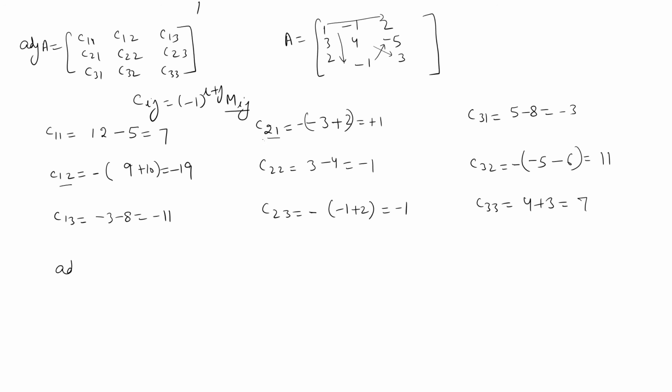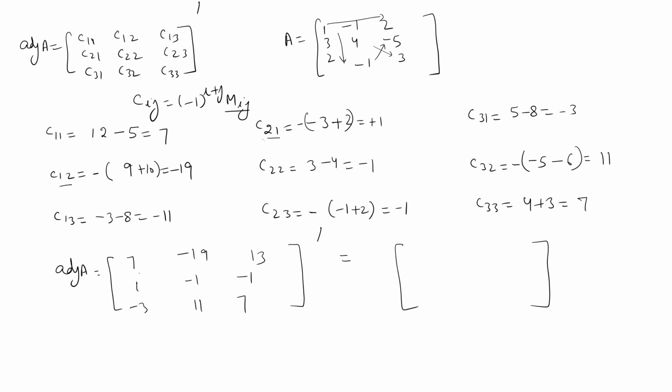So let us obtain the adjoint matrix by replacing each element with its corresponding cofactor: minus 19, minus 11, 1, minus 1, minus 1, minus 3, 11 and 7, and its corresponding transpose. So my adjoint matrix will now be, transpose means interchange rows and columns. So this first row will become the first column, and this is 1, minus 1, minus 1, and it is minus 3, 11, 7. So this is your adjoint matrix.